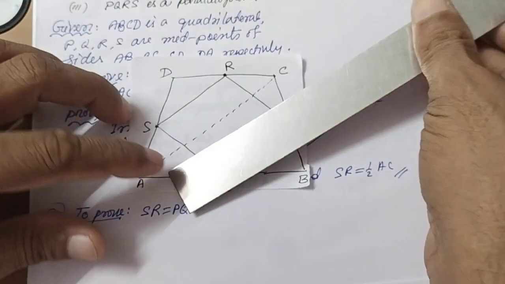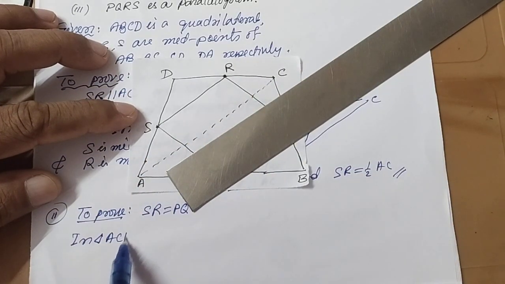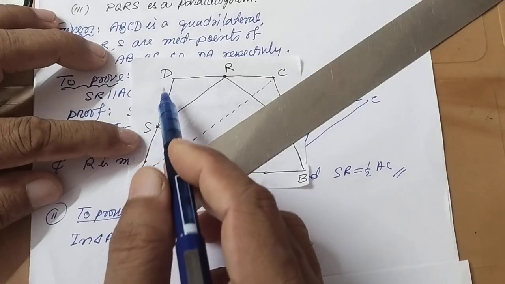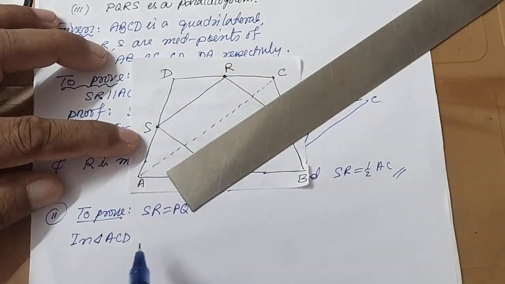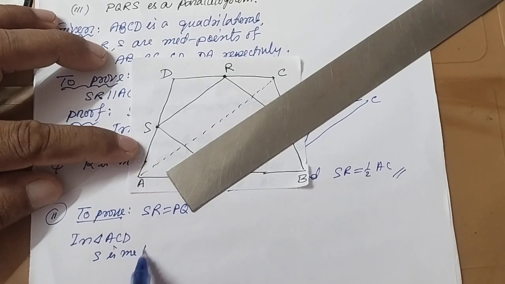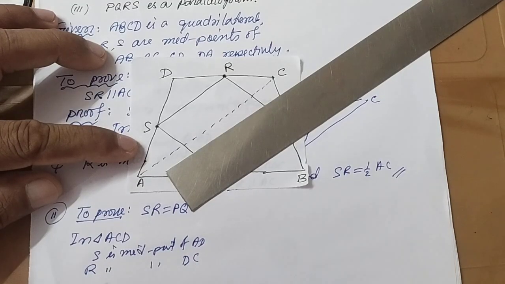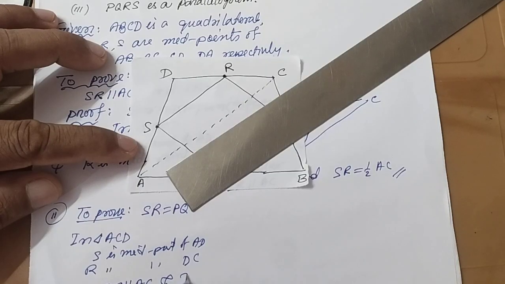So already we have proved in the first part, in triangle ACD, what have we proved? S is midpoint of AD and R is midpoint of DC, and this implies SR is parallel to AC, and also SR is equal to half of AC by midpoint theorem. You will mention here, by midpoint theorem.